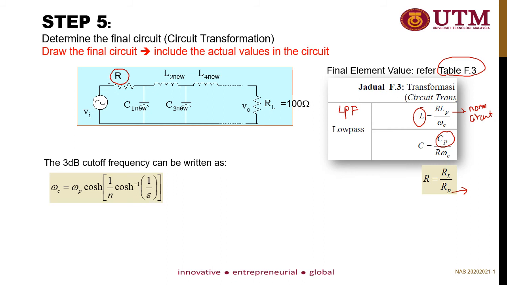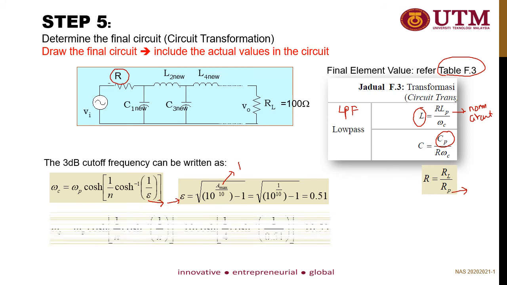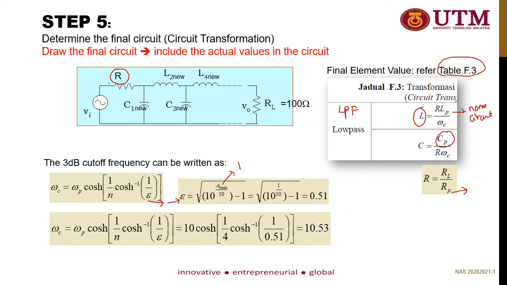So you can calculate the omega C by referring to the equation. It's omega P cosh, this equation, and you have the ripple factor, which can be calculated by using this equation. So Mx given as 1 dB, so just put in 1. So you get the ripple factor equal to 0.51. Then you need to calculate your omega C, and omega C will be used in your L and C new calculation.